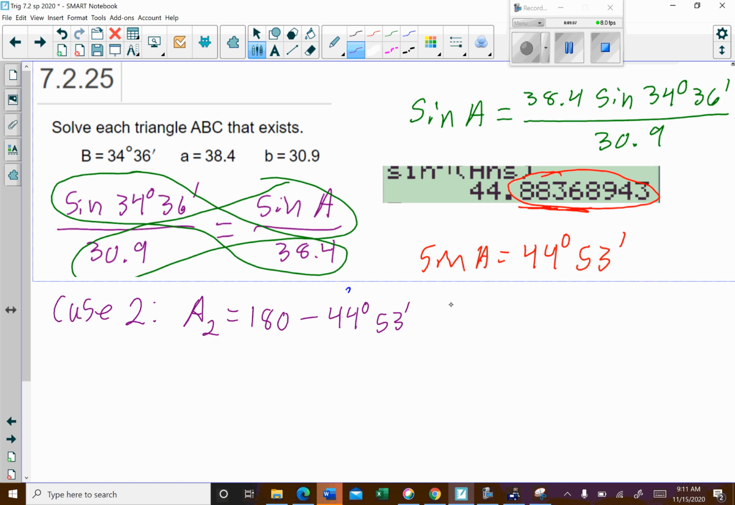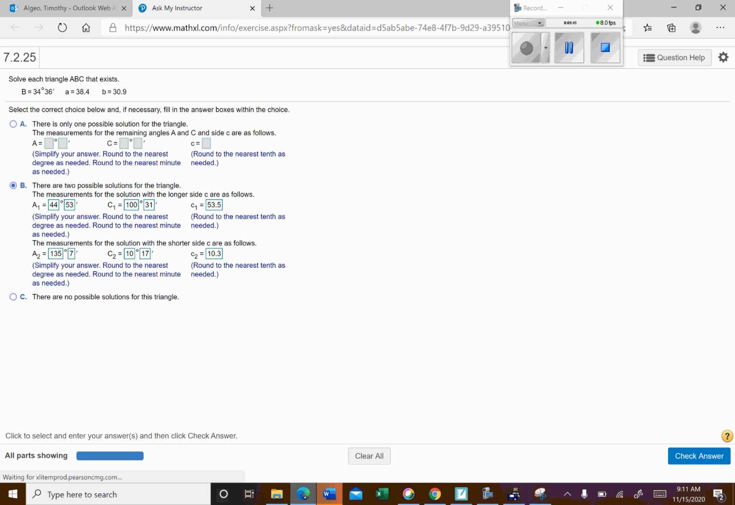And I already solved it. Let's see, so you'd have to borrow 60 and so on. And so we'd end up with, let me just make sure I'm very careful about this. So that'll leave us with 135 degrees and 7 minutes. And I believe that's the same thing you had. Okay, so let's look at our last two parts.